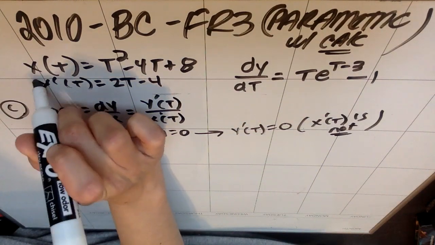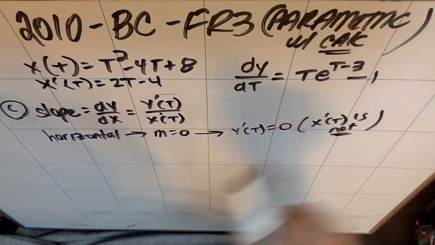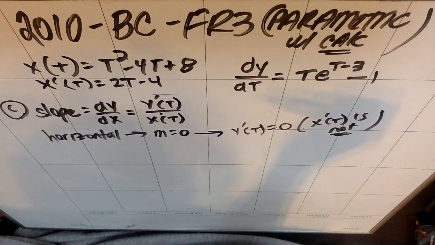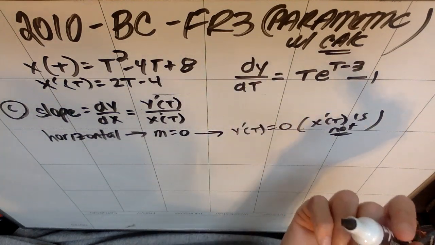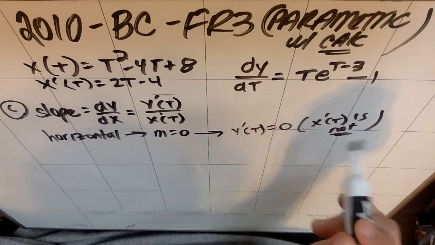Well, I can see pretty clearly that x prime is only going to be 0 when 2t minus 4 is 0, which is at 2. So I can tell that x prime is only 0 at 2. And y prime is a big ugly mess, and it is not 0 at 2, so I'm pretty safe.